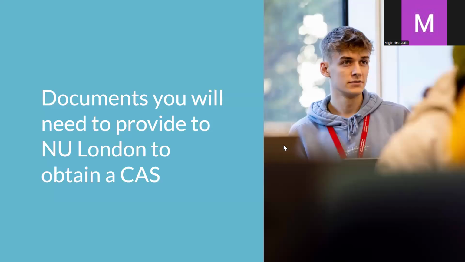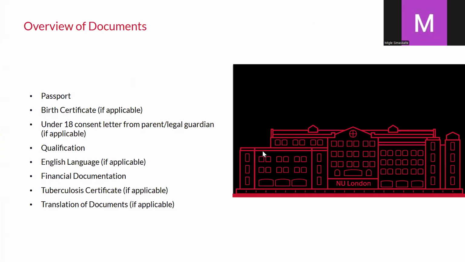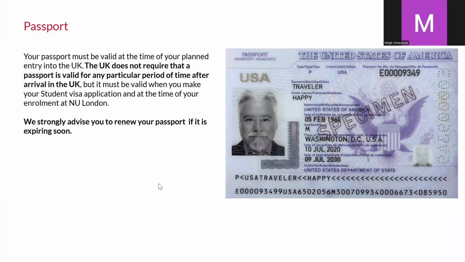And now we will talk to you about the documentation that you need for your CAS and student visa application. So in here, we can actually see a checklist of what documents we will ask you to submit onto your CAS Shield account. As we will issue your CAS based on these documents and qualifications, we are going to talk about each of these documents in much more detail. We'll begin with the passport.